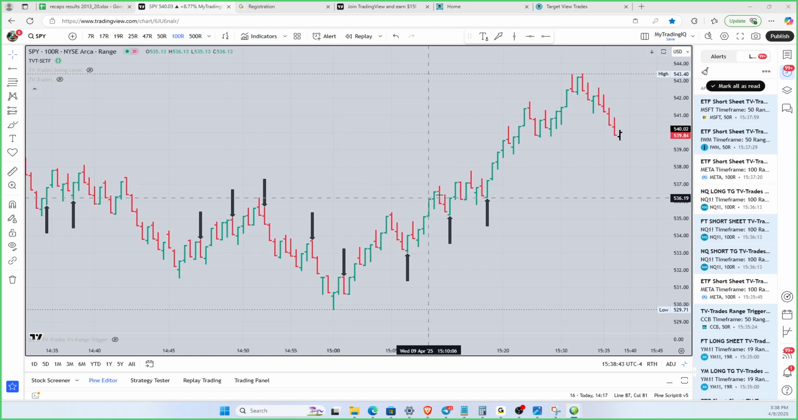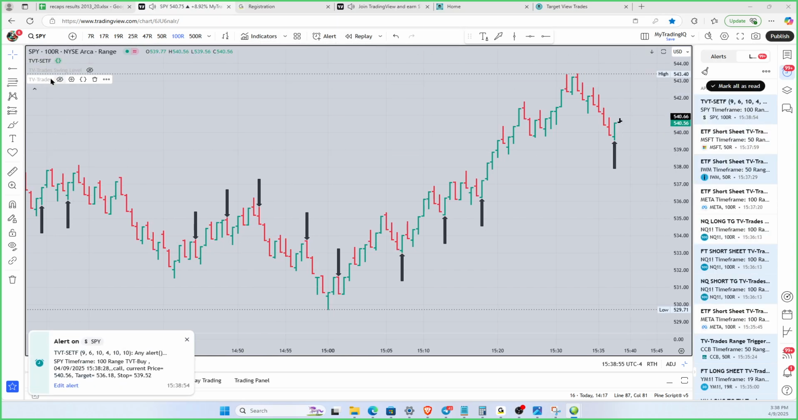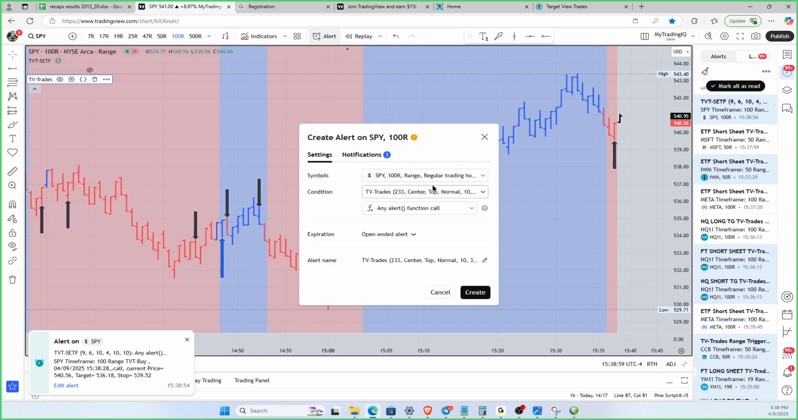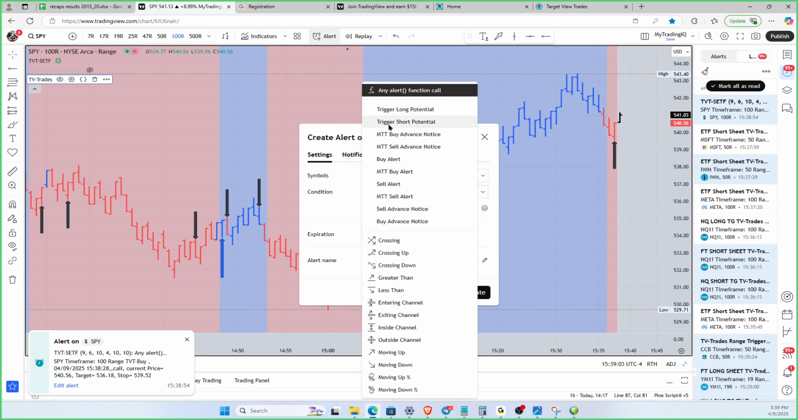So far with this, you can only do the alerts once I give you the thing. No, Wayne, it'll be built in. The alert will be built in. It'll be a separate thing in here, like the TV trades. If you go to the alerts on the TV trades, you can choose TV trades and then choose in here all these different alerts.